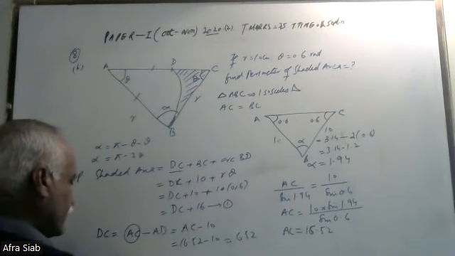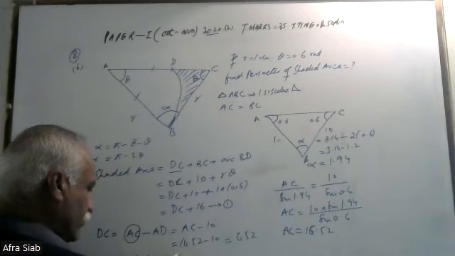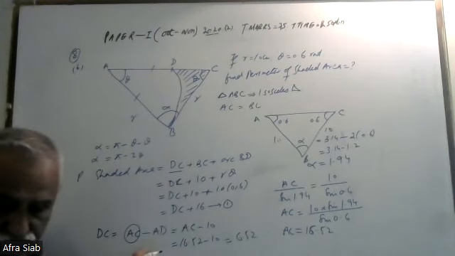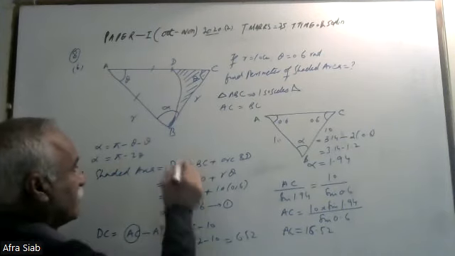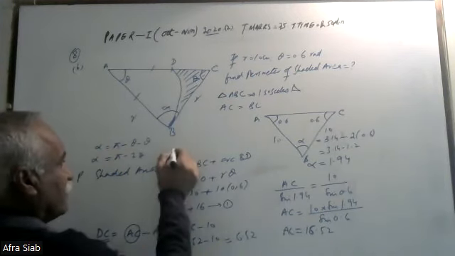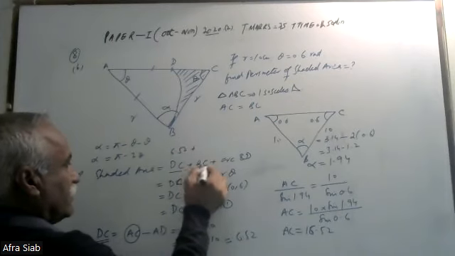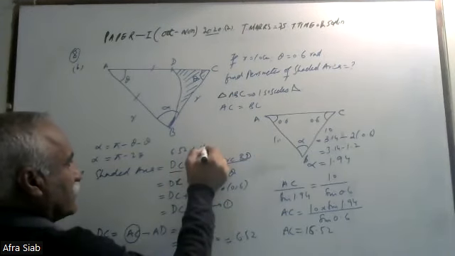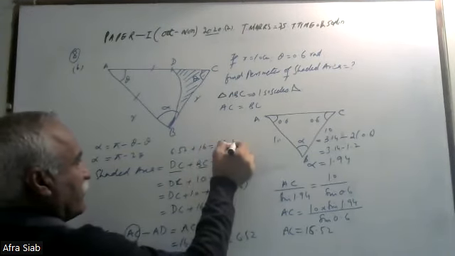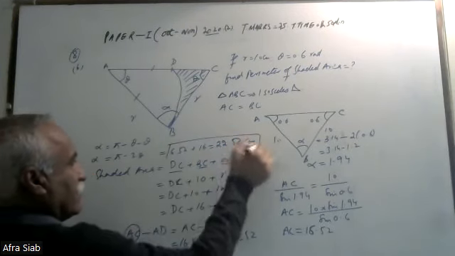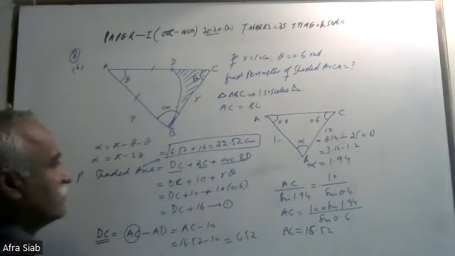Now this implies that the perimeter of the shaded region, this DC is 6.52 plus BC and arc BD that we have calculated equal to 16. So that is equal to 25.52 centimeters is the area, sorry, perimeter of this shaded region.